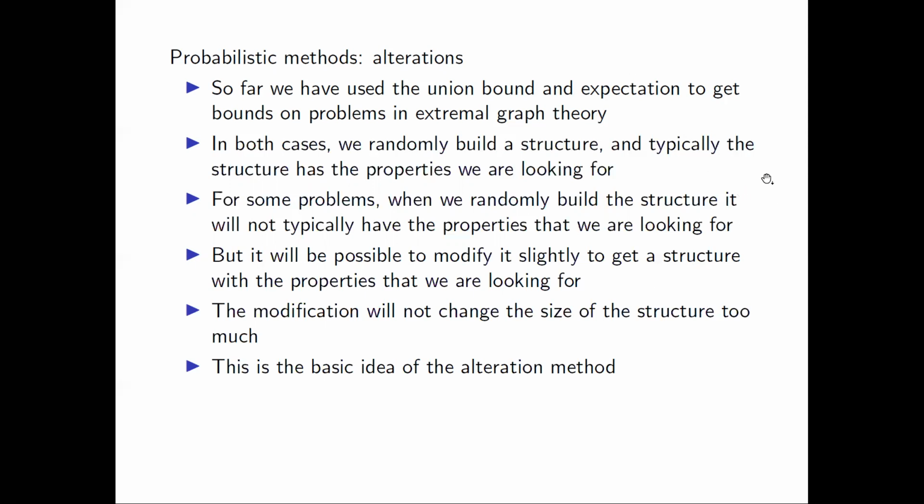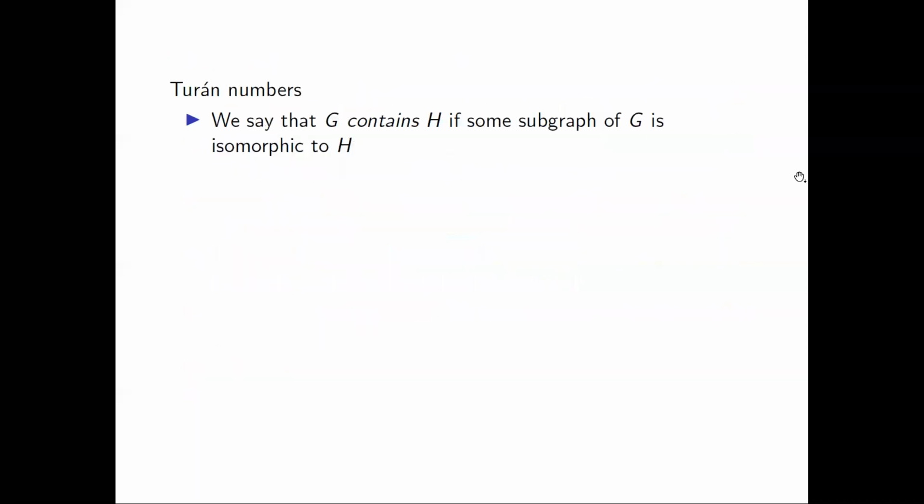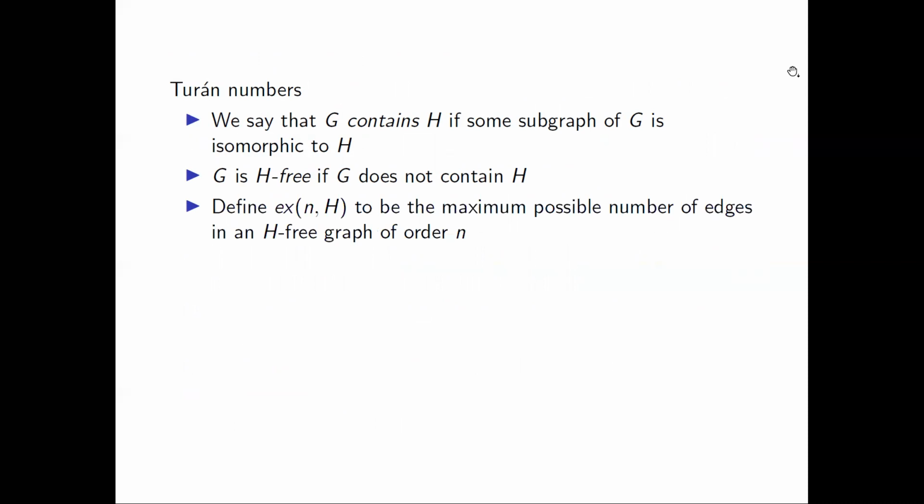And we're going to apply this to a problem. And this problem is a problem that we've been looking at a bunch in this class. And that is Turan extremal functions. So just to review, we say that the graph G contains the graph H if some subgraph of G is isomorphic to H. And we call G H-free if G does not contain H. And we define this Turan extremal function, ex(n, H), to be the maximum possible number of edges in an H-free graph of order n.